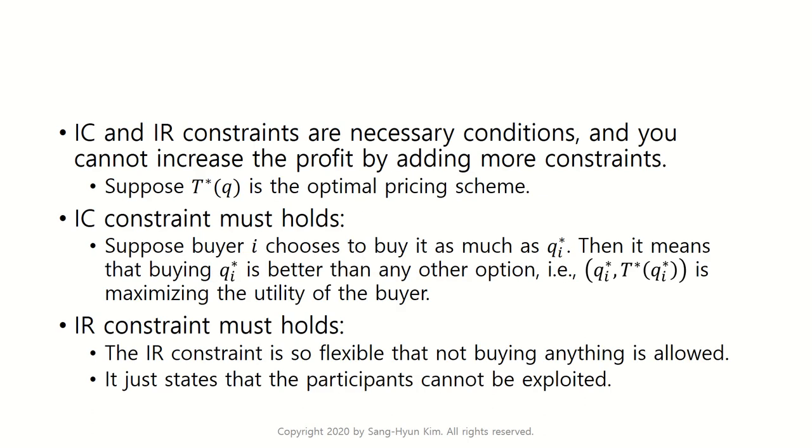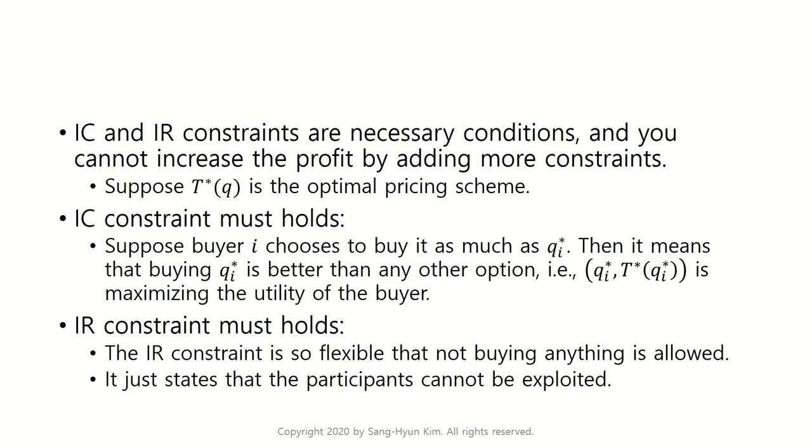Let me articulate why the IC constraint must hold first. Suppose buyer i chooses to buy as much as q_i star. Then it means that buying q_i star is better than any other options. In other words, q_i star and t star of q_i star maximize the utility of the type i buyer.